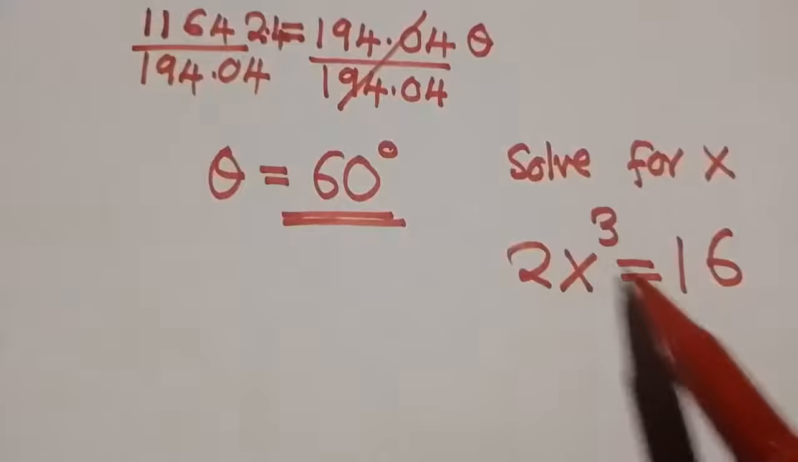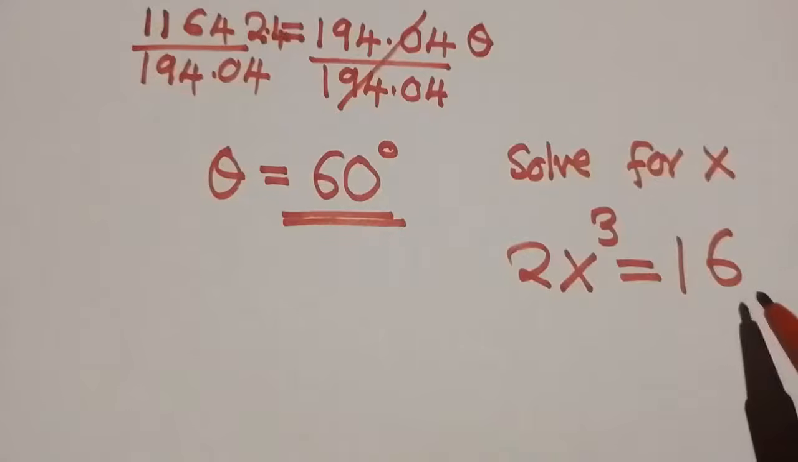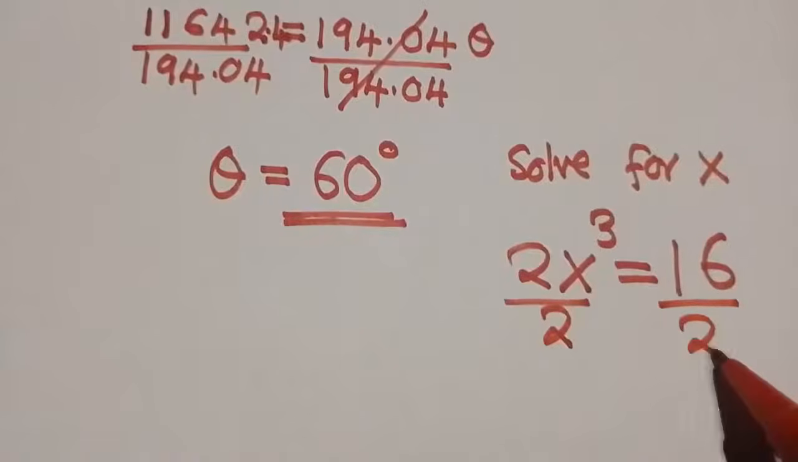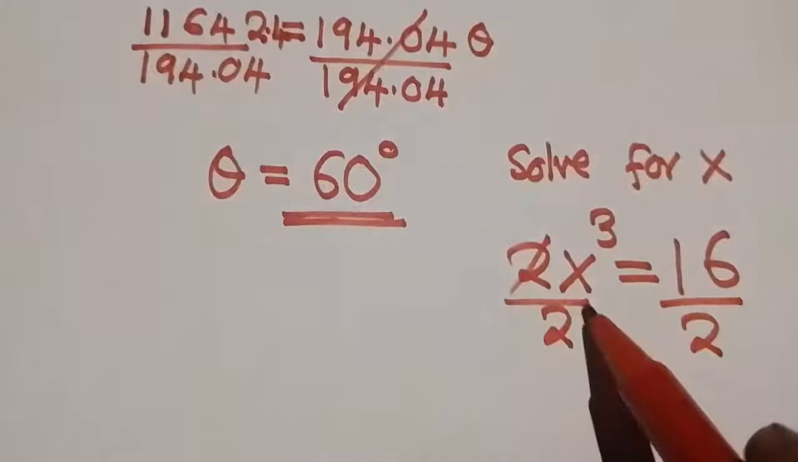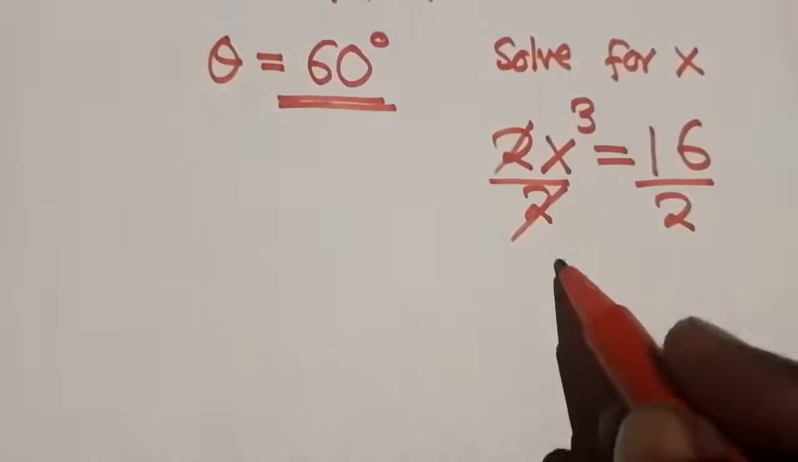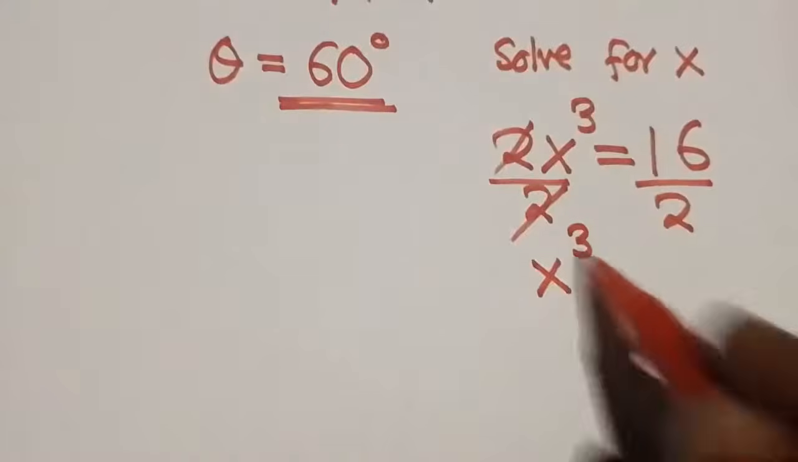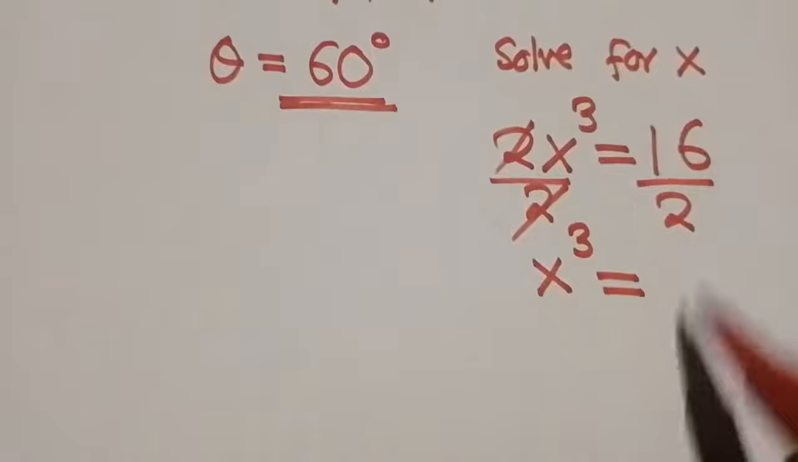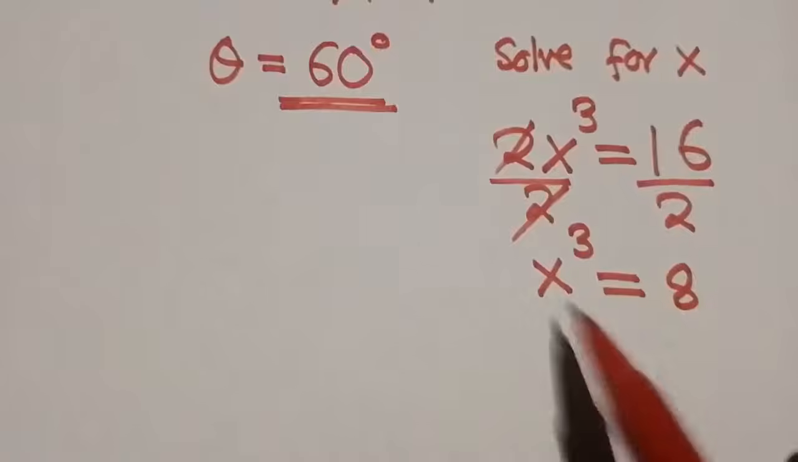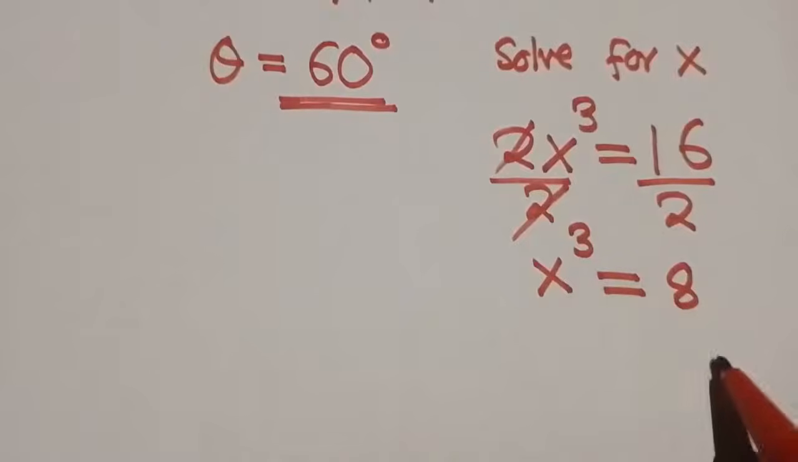So 2x cubed is equal to 16. You want to solve for x, you divide by what? 2. You also divide there by 2. So the 2 and the 2 there are going to be cancelled. What are you going to remain with? You're going to remain with x cubed is equal to 16 divided by 2. It is 8. So we've got x cubed is equal to 8.